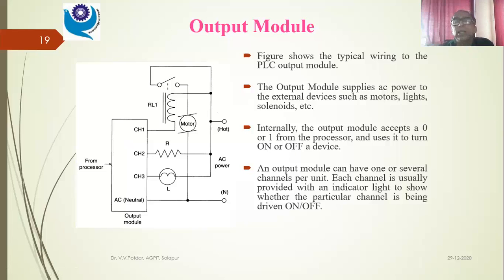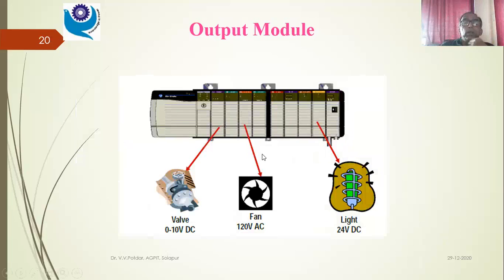The output module supplies AC power to the external devices such as motors, lights, solenoids. Internally, the output module accepts a 0 or 1 from the processor and uses it to turn on or off a device. An output module can have one or several channels per unit. Each channel is usually provided with an indicator light to show whether the particular channel is being driven on or off. So, physical description: either I can have a valve which is operated between 0 to 10 volt DC, a fan which is operated from 0 to 120 volt AC, or a light bulb which is operated from 0 to 24 volt DC.